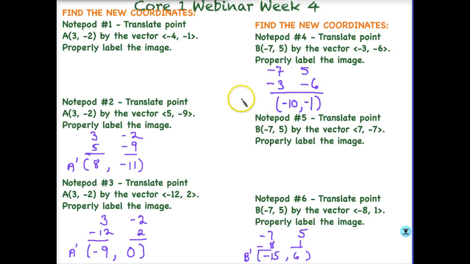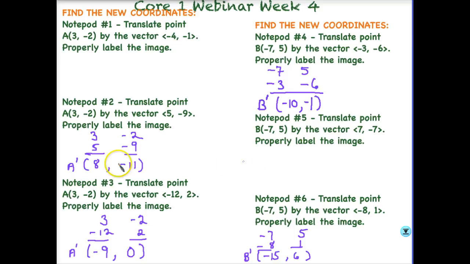Very good. But notice if you look around, like look up at Danny because she had B also. The only way to know the difference between the original point and the image is by notating it with this prime mark, this little apostrophe. That way, if you have a graph and you have multiple shapes, multiple points, you know which one is the image and which one is the original one. So good. All right, very good, you guys.